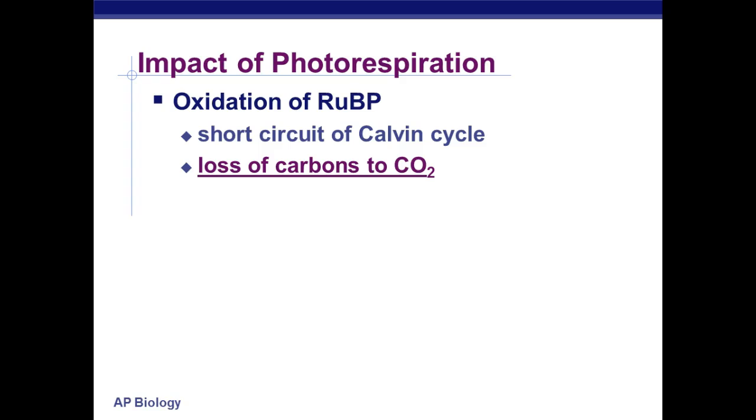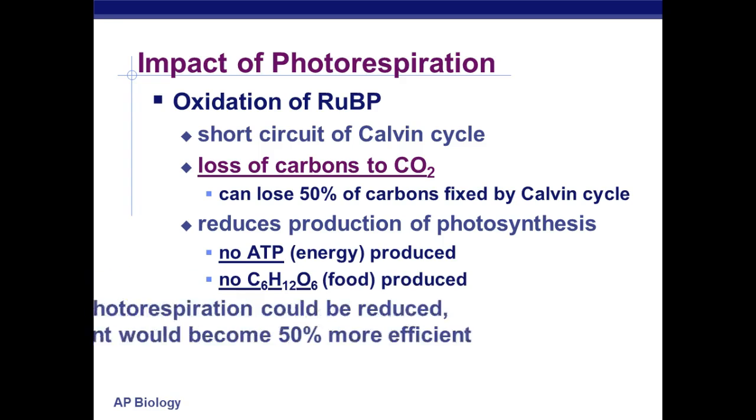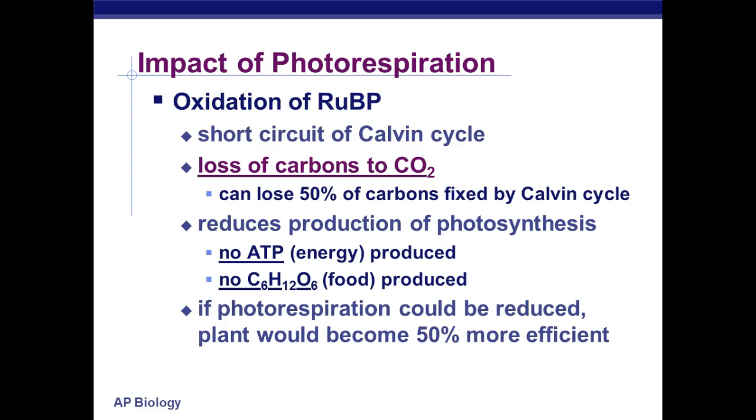So we're short-circuiting the Calvin cycle. We're losing carbons that could otherwise have been used to make a sugar. We're losing them as carbon dioxides. Up to 50% of the available carbons can be lost this way because of photorespiration. So we're not producing any ATPs. We're not producing any food. We're not producing any sugars.